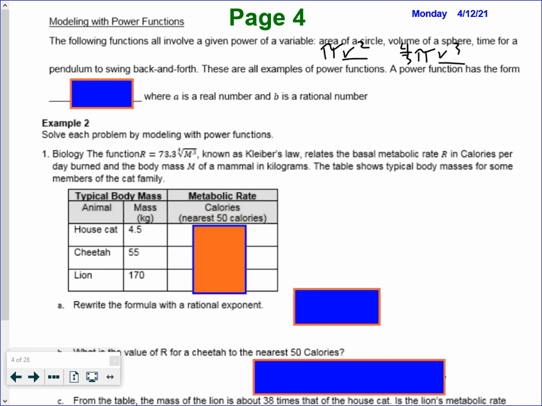So basically what we're saying is that a power function will always be in the form y equals ax to the b power, where a is a real number and b is a rational number. So a power function will just be a product of real numbers and a variable raised to some rational number.